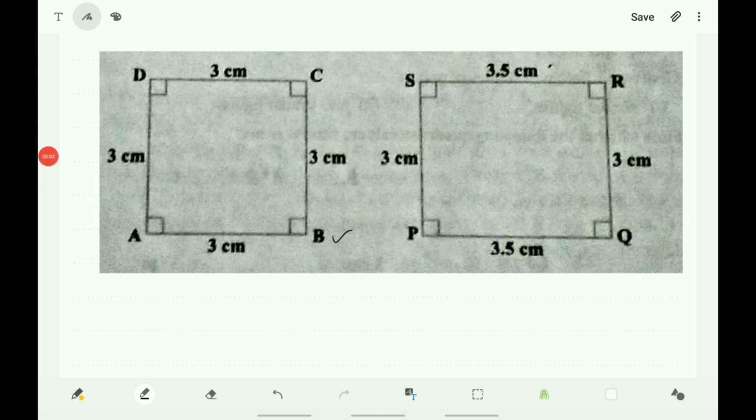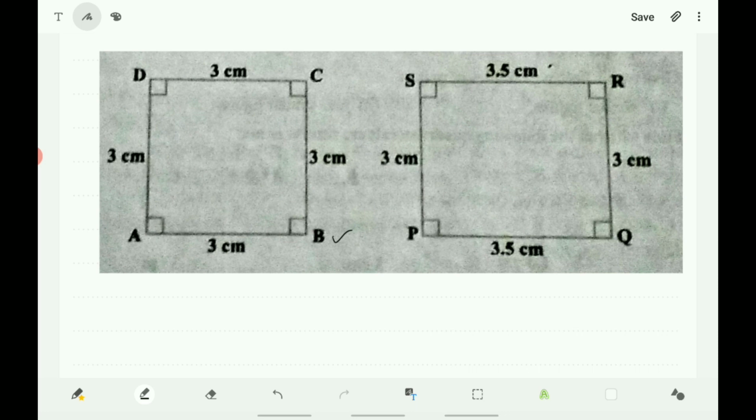Now let us check the similarity of these two quadrilaterals. Here ABCD and PQRS are quadrilaterals, meaning they have the same number of sides. See here, ABCD is a square and PQRS is a rectangle. In ABCD all the four sides are 3 cm. In the rectangle PQRS two sides are 3.5, 3.5 and the other two sides are 3 and 3.